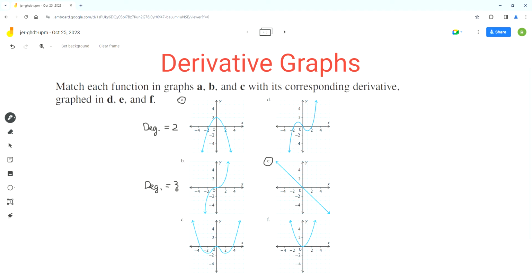That means the degree of the derivative of this function will be 2. And a polynomial function with degree equal to 2 is a quadratic function whose graph is a parabola. So that means the graph of the derivative should be a parabola. So the derivative graph should be F for function B. So graph B corresponds with graph F. So now we can analyze graph C.